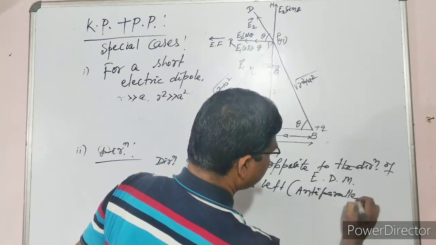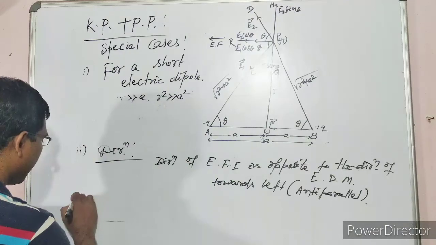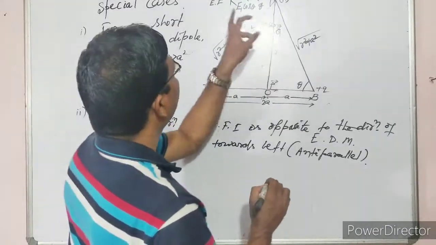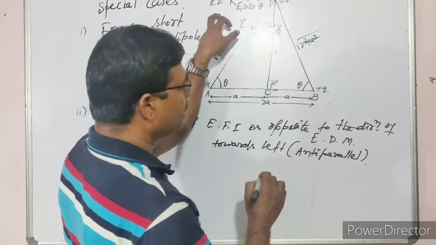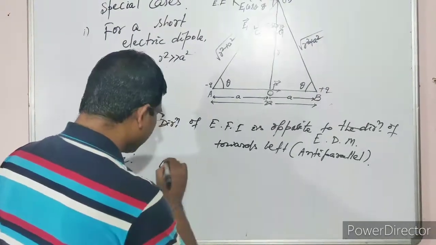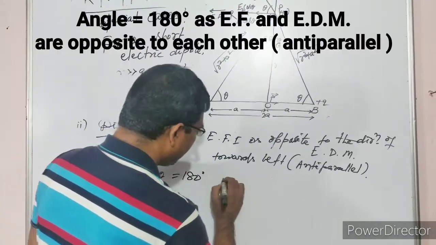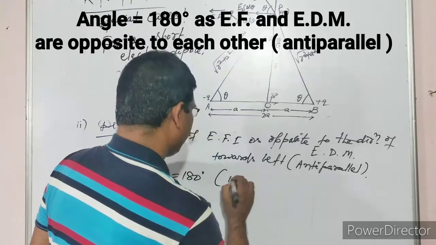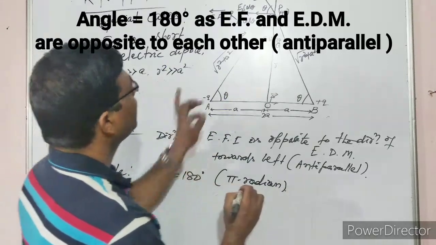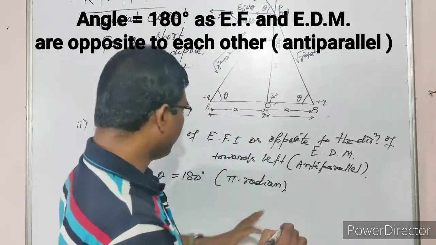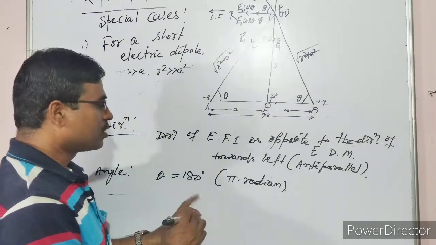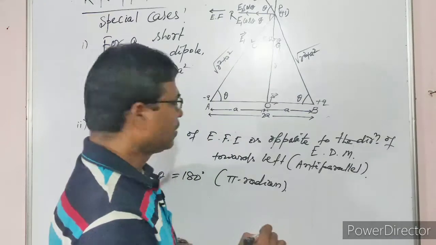Clear? Then the question is the third case, angle. In our discussion, what you are observing from the figure, as the direction is opposite, the electric field direction is opposite to that of the electric dipole moment. Both are antiparallel. So angle theta is equal to 180 degree, or you can write pi radian. The angle between the electric dipole moment and the electric field on an equatorial line is 180 degree.